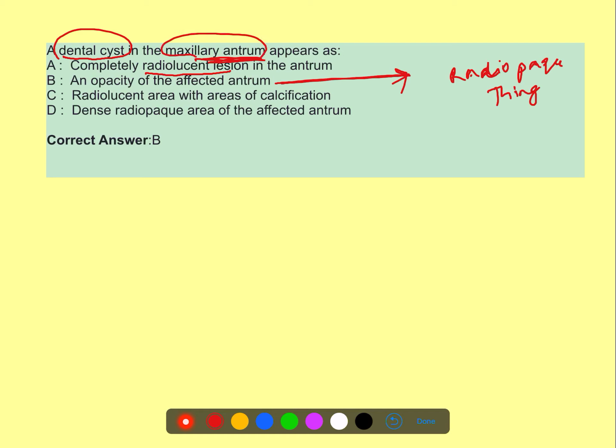And even sometimes you can see a multilocular appearance, and within that multilocular appearance you can sometimes see a dystrophic calcification. And the radio opacity sometimes may mimic the bone because of extreme contrast to the radiolucent area within the sinus. You have to note that radio opacity sometimes mimics the bone because of extreme contrast to the radiolucent air within the sinus. So the option to be selected is opacity of the affected antrum.